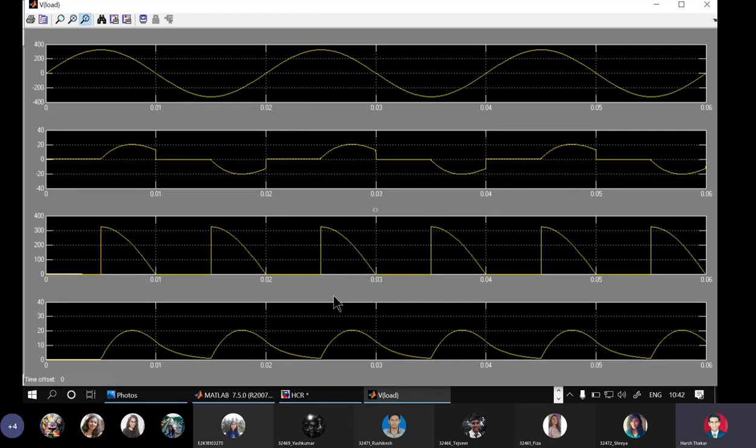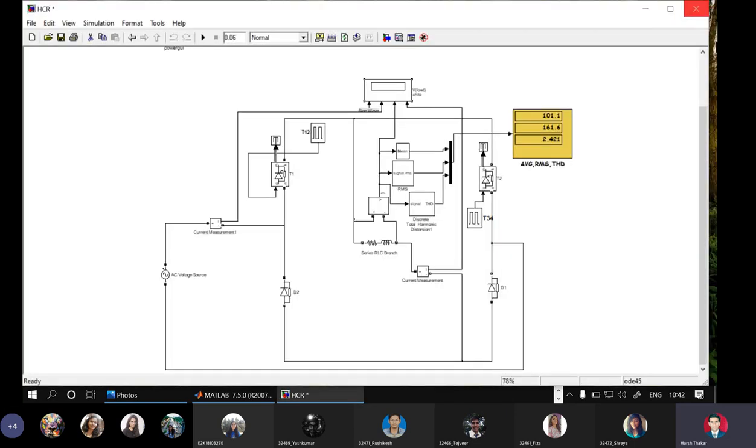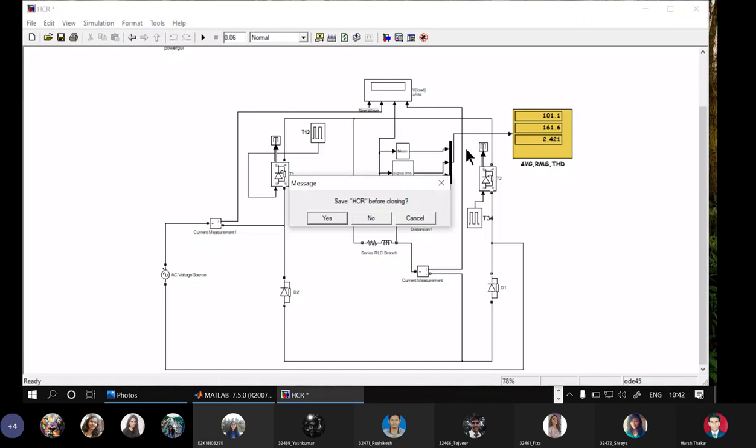So the time instant at which the load voltage is peaking, the current is not peaking at that time. We see here that the load voltage is peaking at pi by 2 radians and 3 pi by 2 radians, but the load current is peaking some time after the load voltage is peaking. Okay, so this is what is basically the simulation part.